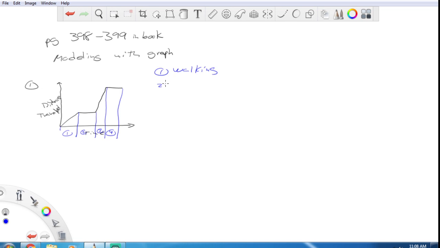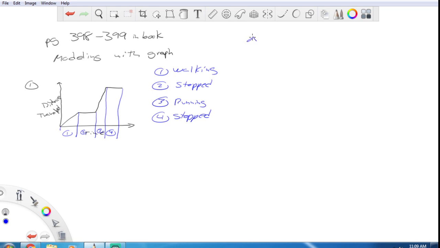Right, section 2, there is no movement, it is a flat line, so you are stopped. Section 3, you should note that your distance is changing faster compared to section 1, so maybe here you're running. So you are moving faster. And number 4 is, again, stopped because there's no slope.